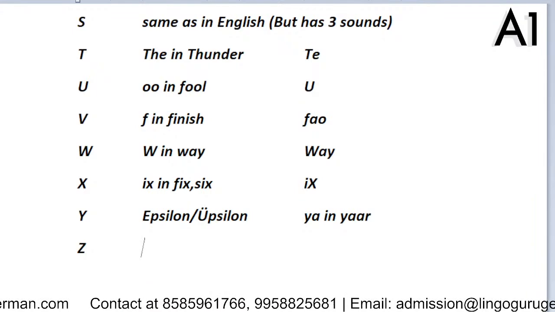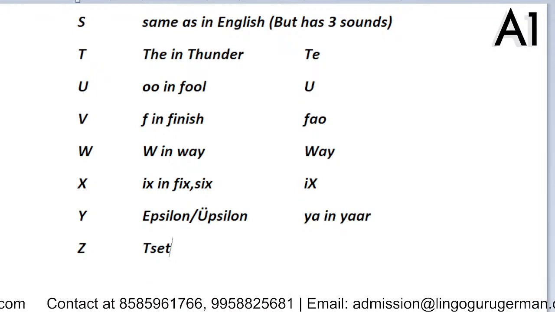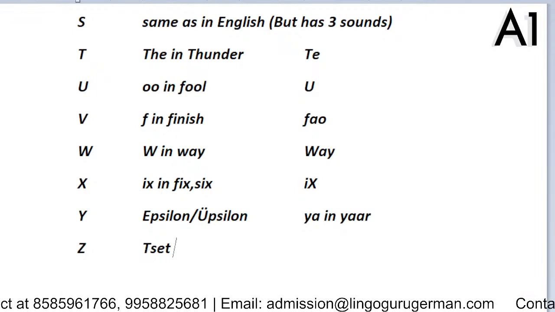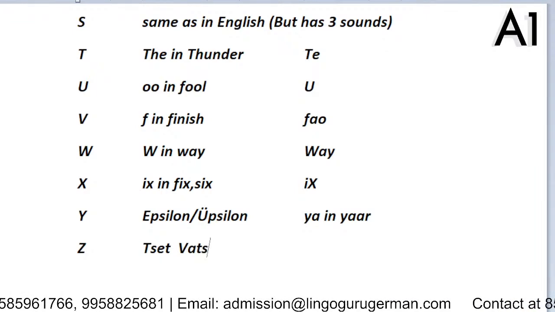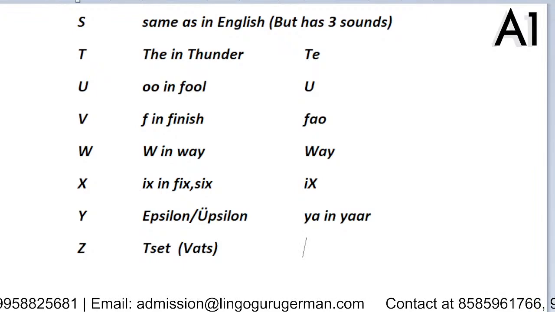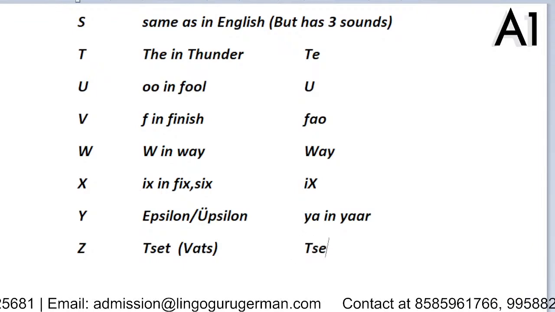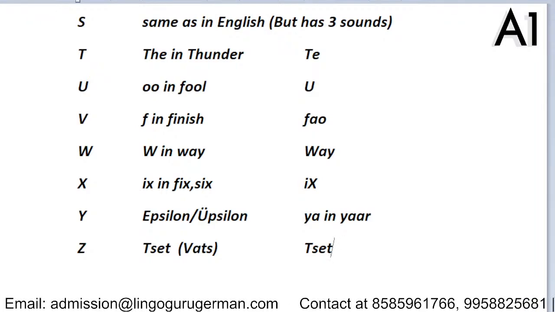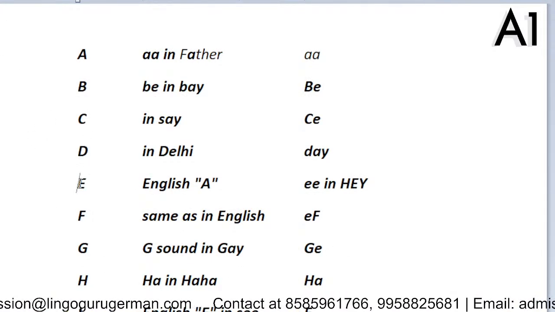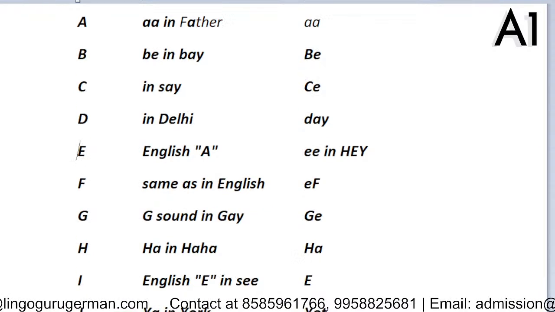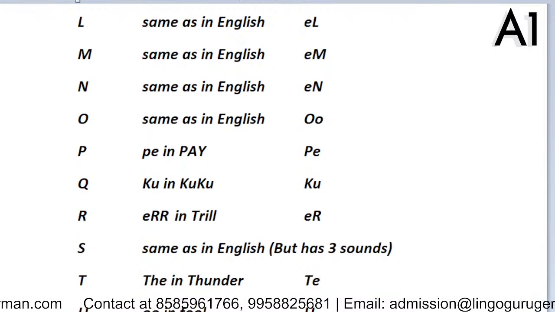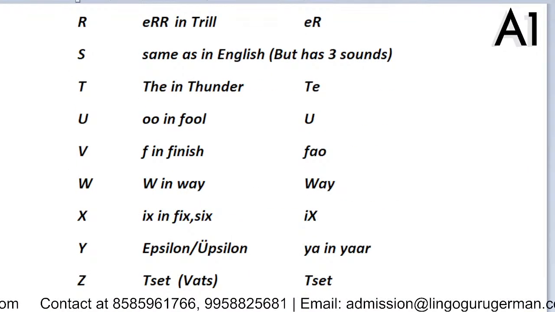Now we have the last one, which is set. We have an additional th sound before s, like the sound we have in the Hindi word vats. That th sound is set. We pronounce this one more time. A, B, C, D, E, F, G, H, I, J, K, L, M, N, O, P, Q, R, S, T, U, V, W, X, epsilon, Z.